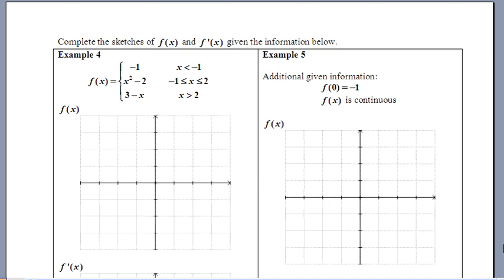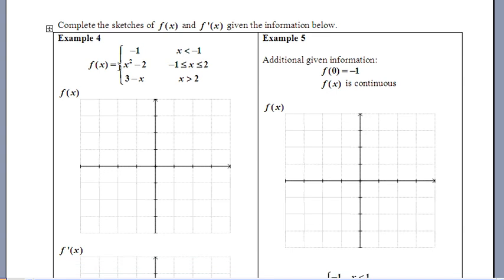Okay, example 4. Complete the sketches of f and f prime given some information. Well, for this number 4, they're telling me all about f. It's built in pieces, but they're completely telling me about it. So I'm going to start sketching this thing. It says, for a while, just graph f is equal to -1. In other words, y is equal to -1. Just graph that, nice flat line, until you get to -1 for x. So I would just be drawing it like that.